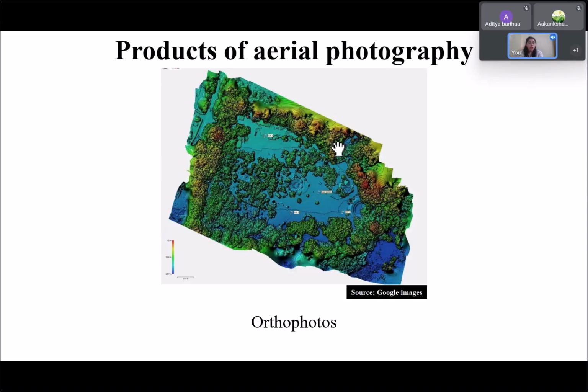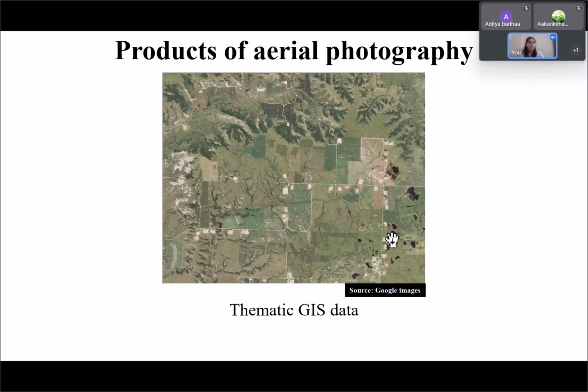Then you have orthophotos, which is basically taking the coordinates and putting them into information. So you can see at this coordinate there was water, so it's a water body, but the adjoining land has trees. So you can get to that further level of information. And you can have thematic GIS data. Let's say you want to only show the forest cover, or the land which is used for a particular type of crop.